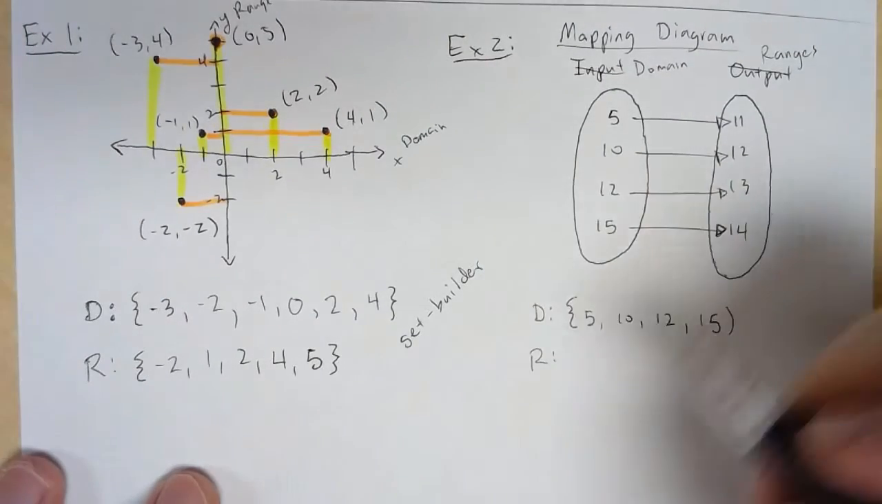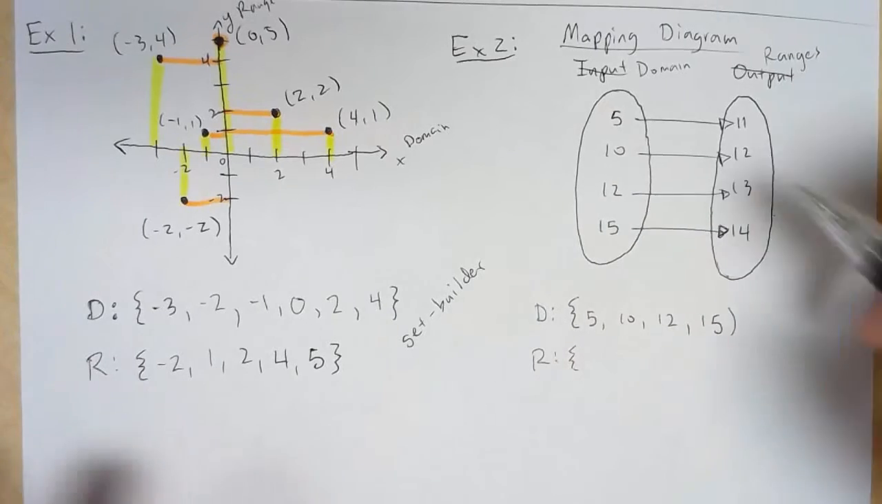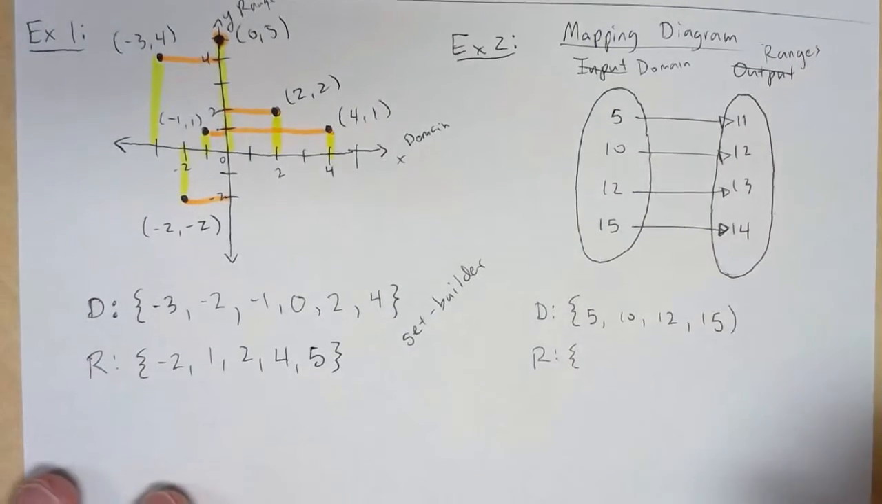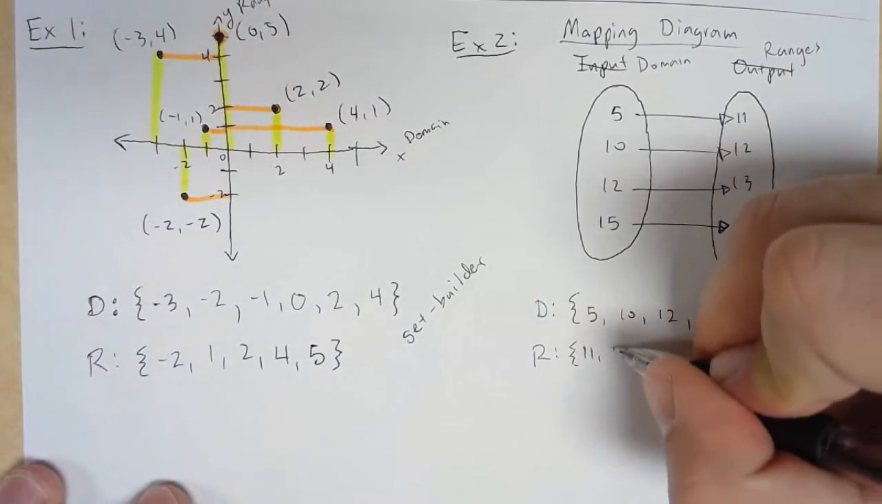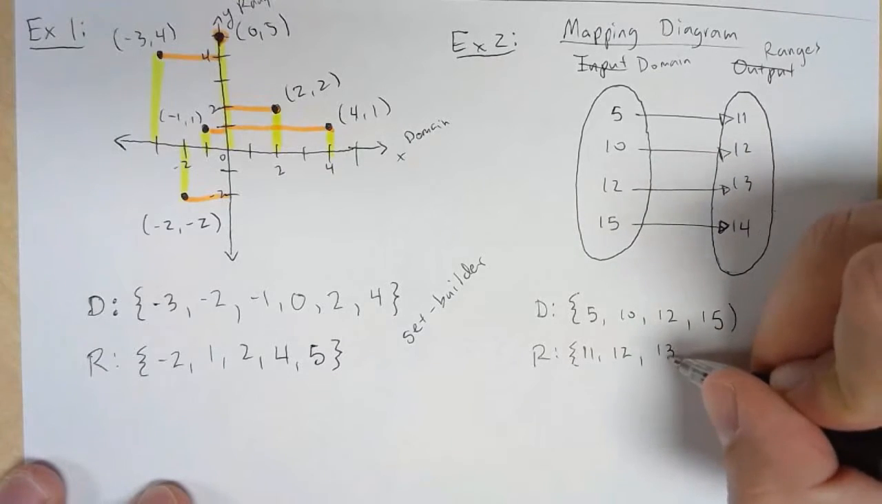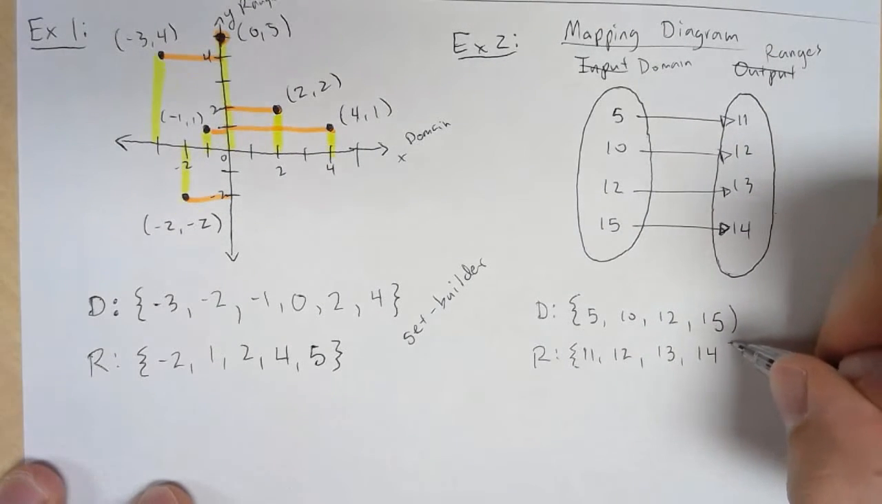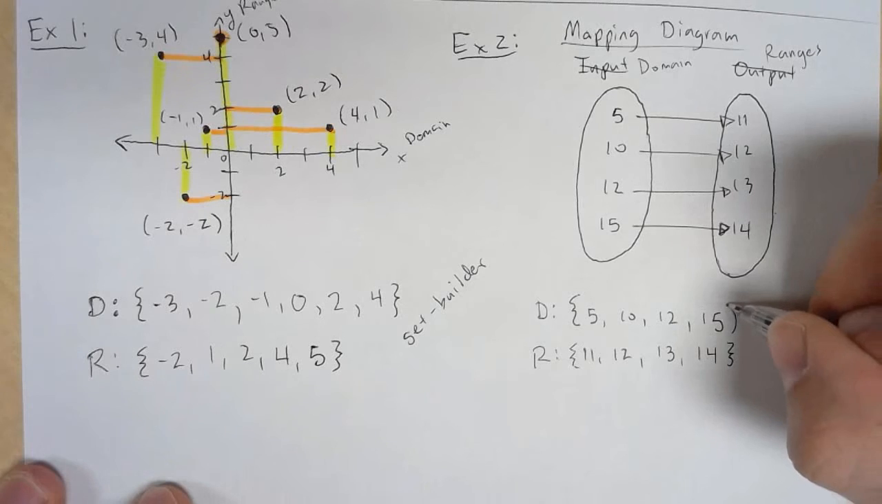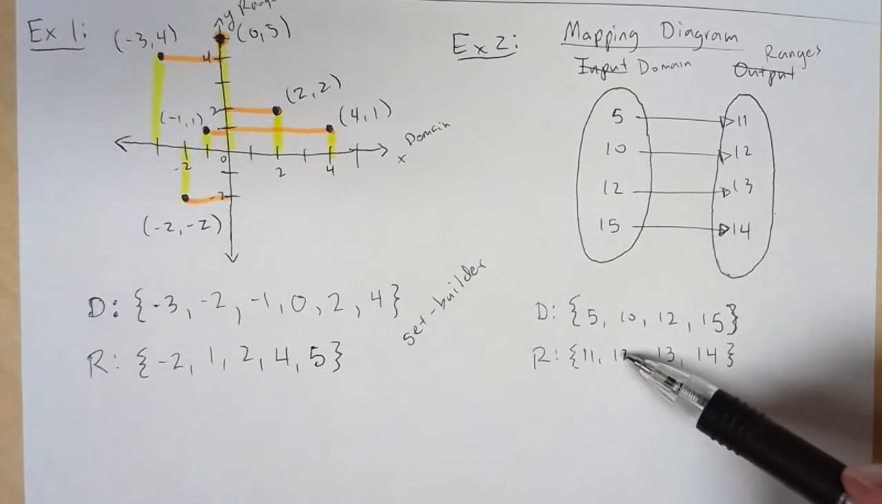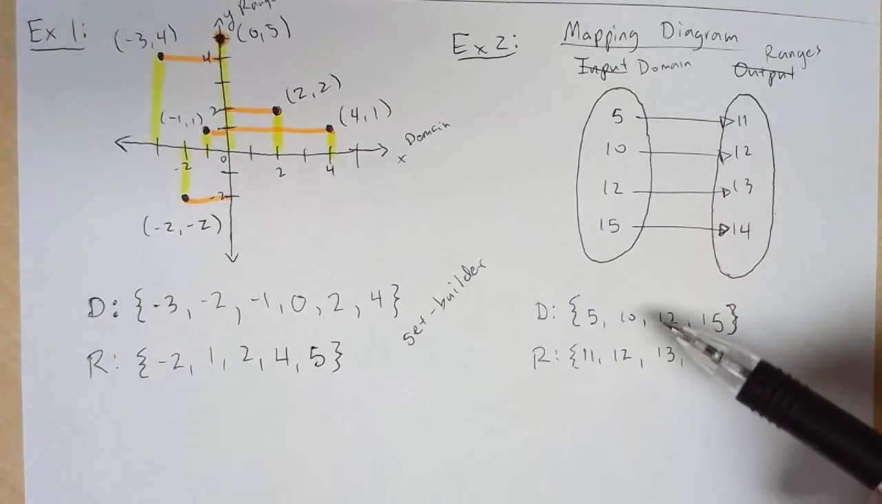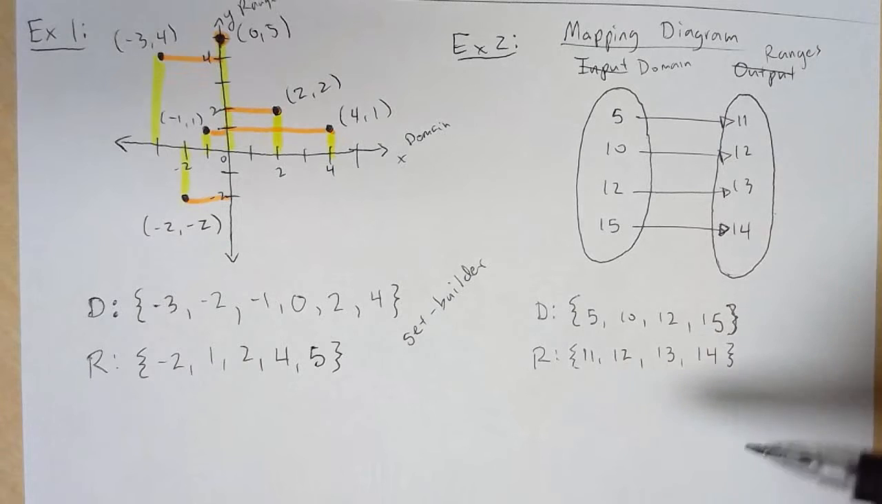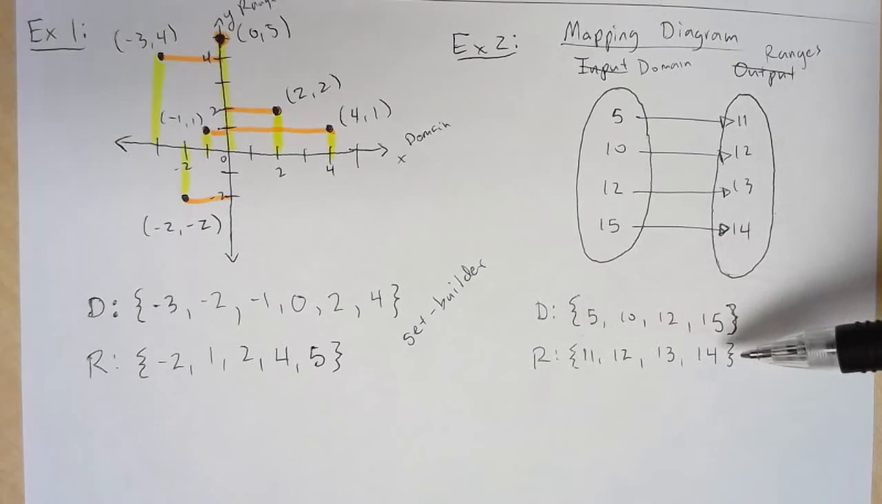Range is, and again, don't forget if there are repeats, you just don't need to write any repeats. Range is 11, 12, 13, and 14. It doesn't matter, I just noticed, parentheses, let's fix that. I just noticed there's a 12 in each of them. It doesn't matter if we repeat across domain and range. What's important is that we don't repeat on the inside of domain and the inside of the range. Okay? Alright, and again, these are in set builder notation.